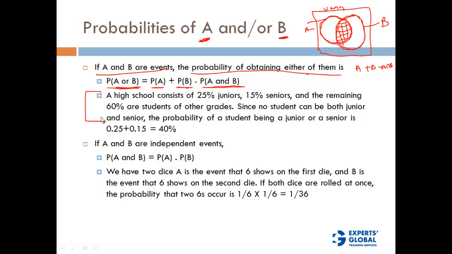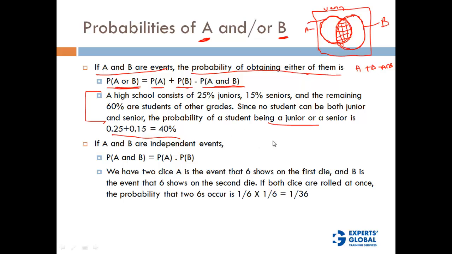A high school consists of 25% juniors, 15% seniors, and the remaining 60% are of other grades. Since no student can be both a junior and a senior, the probability of a student being a junior or senior is 0.25 plus 0.15, which is equal to 40%.